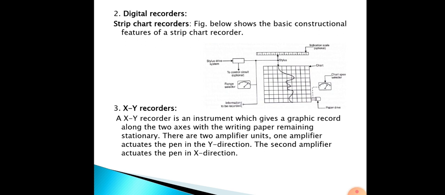One amplifier actuates the pen in Y direction as the input signal of the relationship between two variables. This system has a pen whose position is applied when the second amplifier actuates the pen in X direction. The movement of the pen in X and Y direction are automatically controlled by the motor. Okay, so here for example it is plotting of stress strain curves.